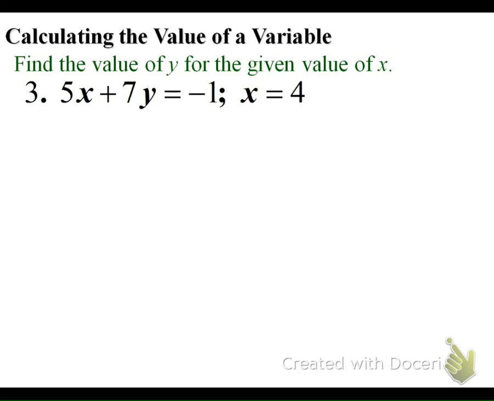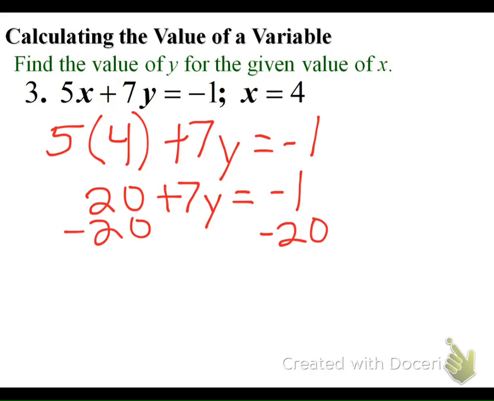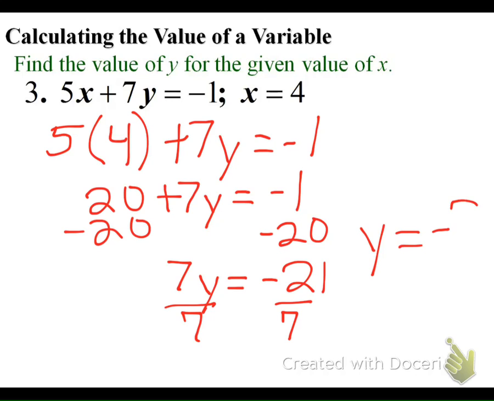Number 3, same as number 2, same as number 1, just additional practice. We are going to replace the x with a 4. Solve for y. So you end up with 20. We're going to subtract that 20 from both sides. That gives us 7y equals negative 21. Y equals negative 3. What are your questions?